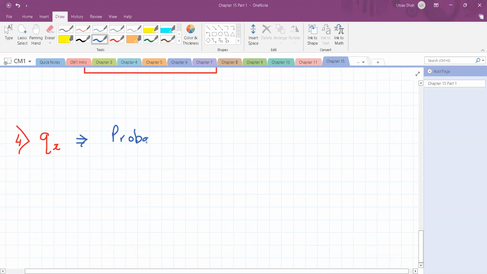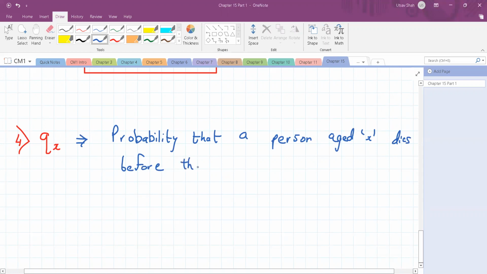What is Qx? Qx is the probability that a person aged X dies before the age of X plus 1. Okay. So this is basically the reverse of Px. Px was surviving. Here it is dying. All right.